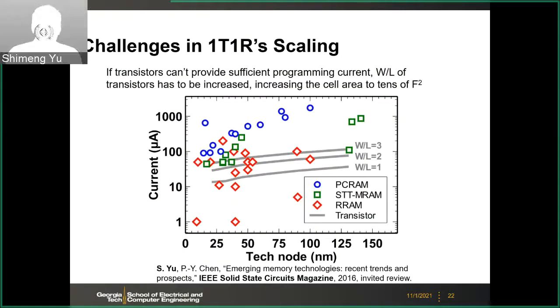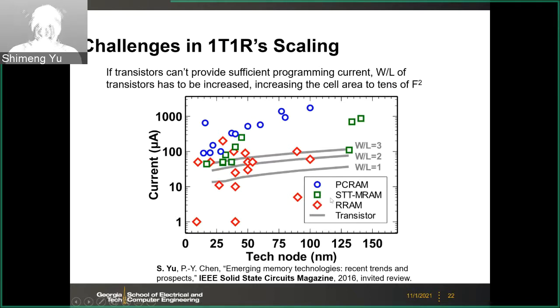So the challenge in the 1T1R scaling is the programming current, or the write current, of the cell. You need to pass enough current to change the state. And the current is limited by the series transistor, W over L. You need to have enough W over L to give enough current to write the resistor.